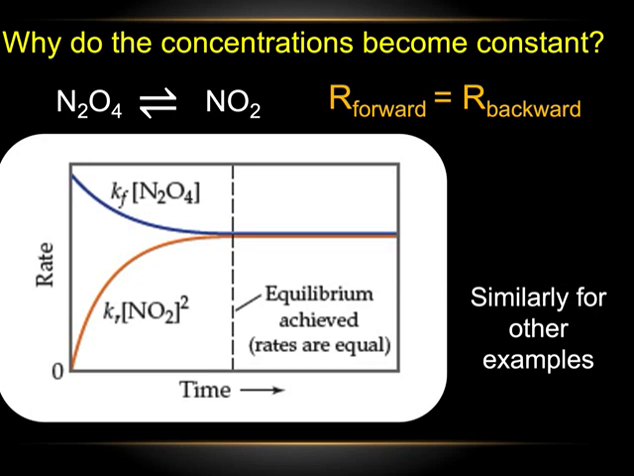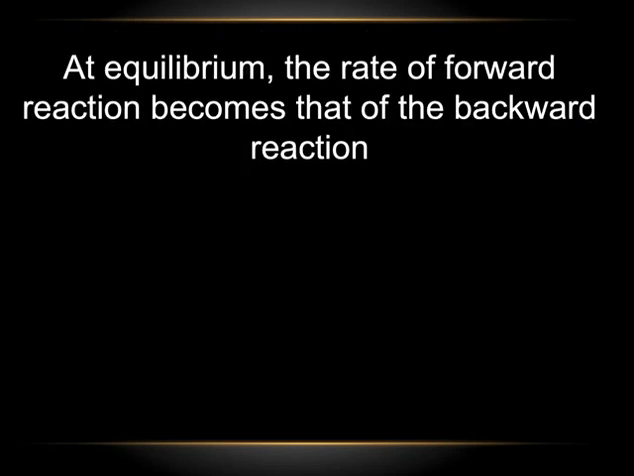Let's understand this with the help of, okay, this is just a restatement. At equilibrium, the rate of forward reaction becomes equal to that of the backward reaction. Okay, there are certain errors in this slide.